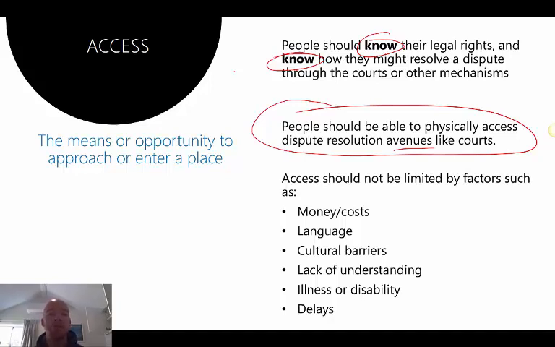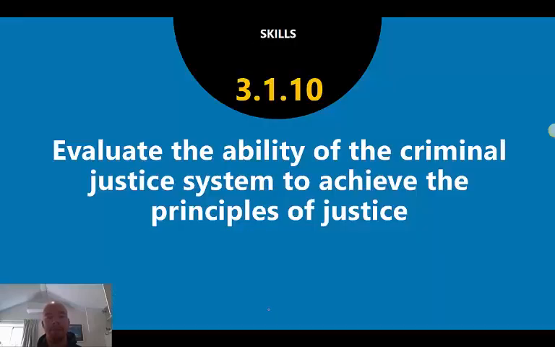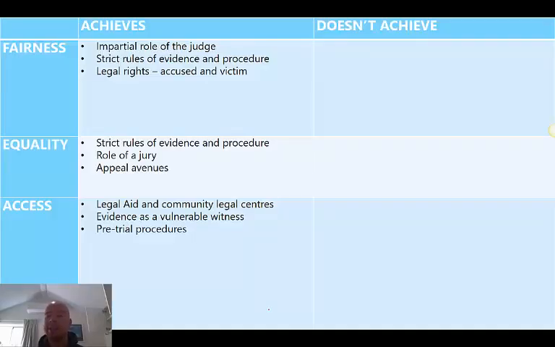Your access to the legal system should not be limited by factors such as money, so being able to afford legal representation or afford to pursue a dispute. Should not be barriered by language, barriered by any cultural issues, lack of understanding, delays, illness or disability, etc. So these are some common problems in our legal system that we cover in 3.1.13, which are issues and factors that affect our legal system. How expensive it is, the time it takes. But the whole idea of access is our legal system shouldn't be limited by those things. Just some of those things that I mentioned before.